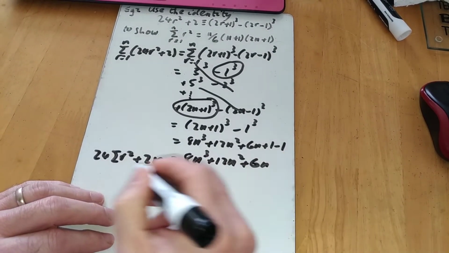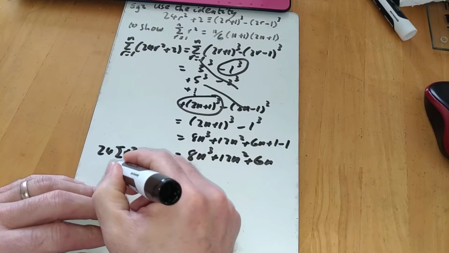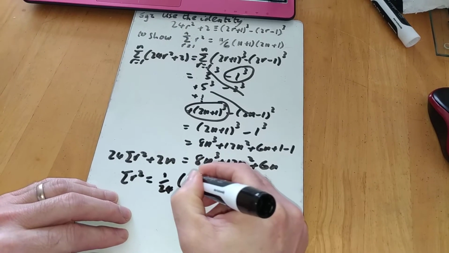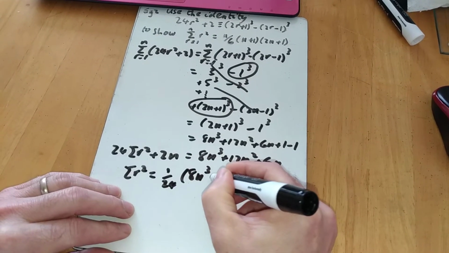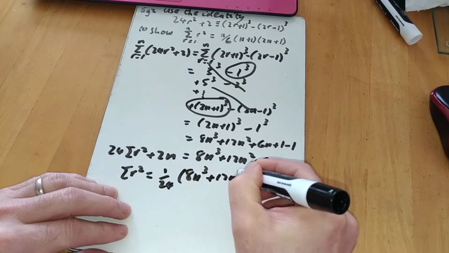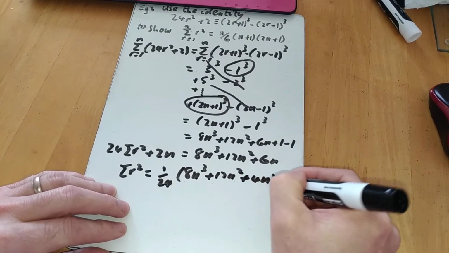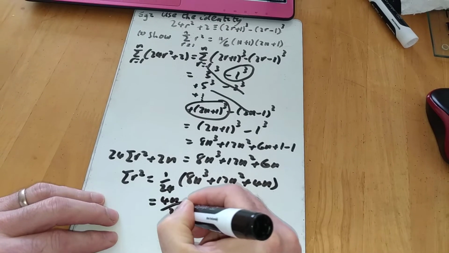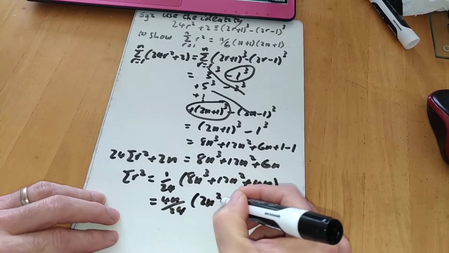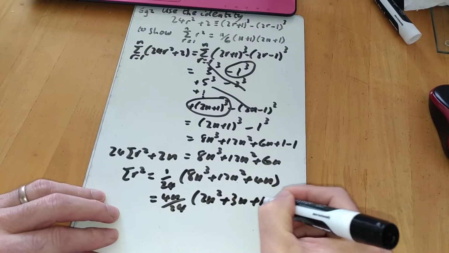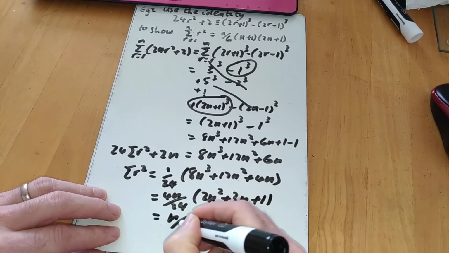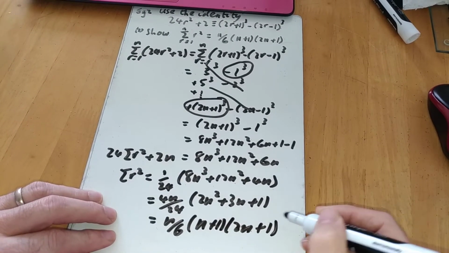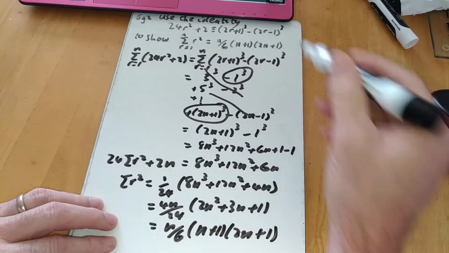Move that across, divide by 24, and I've got what sigma r squared is. Sigma r squared equals 1 over 24 bracket 8n cubed plus 12n squared plus 4n. Take out 4n to get 4n over 24, and it's looking good. 2n squared plus 3n plus 1, and that cancels down to n over 6, n plus 1, 2n plus 1. And that's our factorised version there, exactly what it should be with our standard result.